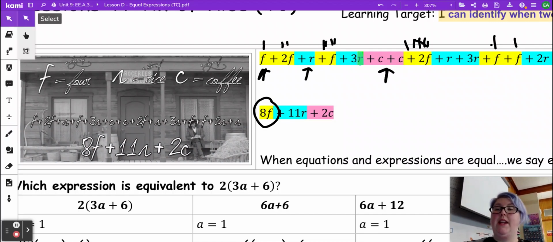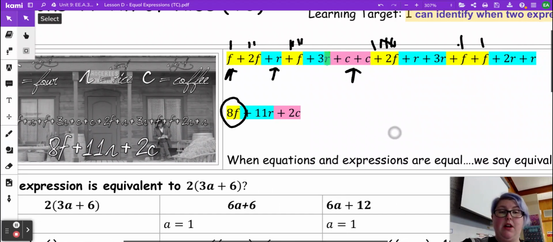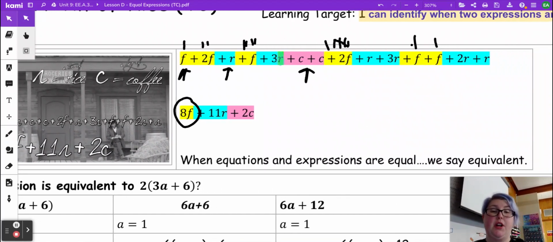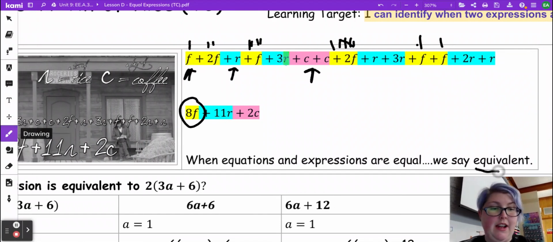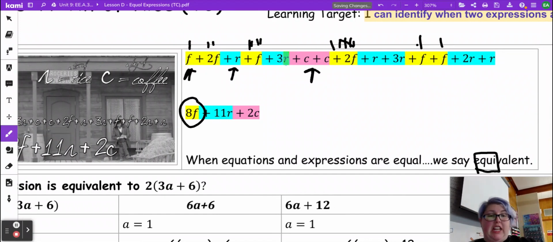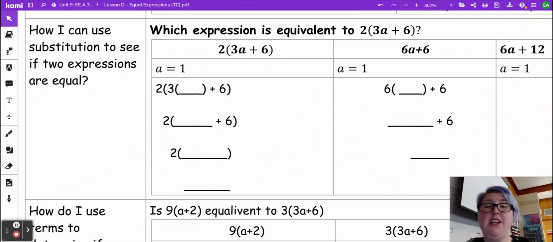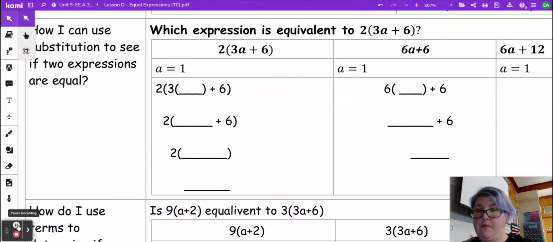So when expressions are equal, mathematicians use the word equivalent. You'll see that EQU in equivalent, that is your cue that equal and equivalent mean the same thing. How can you check and see if expressions are equal? One way we can do that is that we can use substitution.